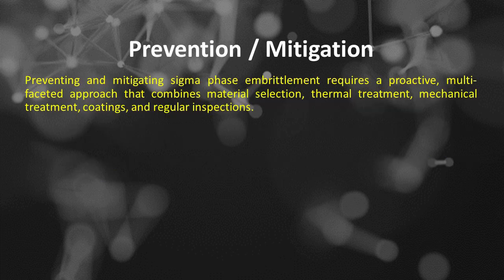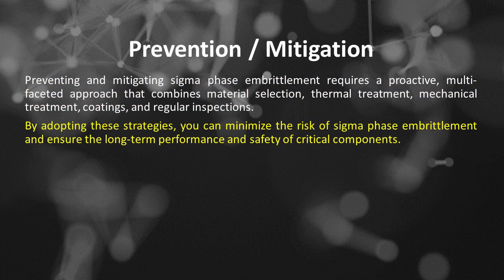Preventing and mitigating sigma phase embrittlement requires a proactive, multifaceted approach that combines material selection, thermal treatment, mechanical treatment, coatings, and regular inspections. By adopting these strategies, you can minimize the risk of sigma phase embrittlement and ensure the long-term performance and safety of critical components.